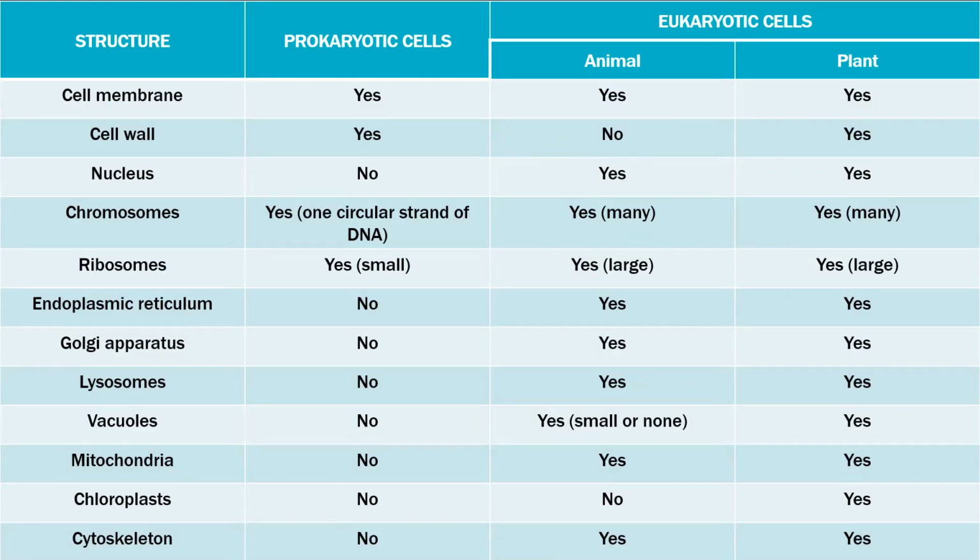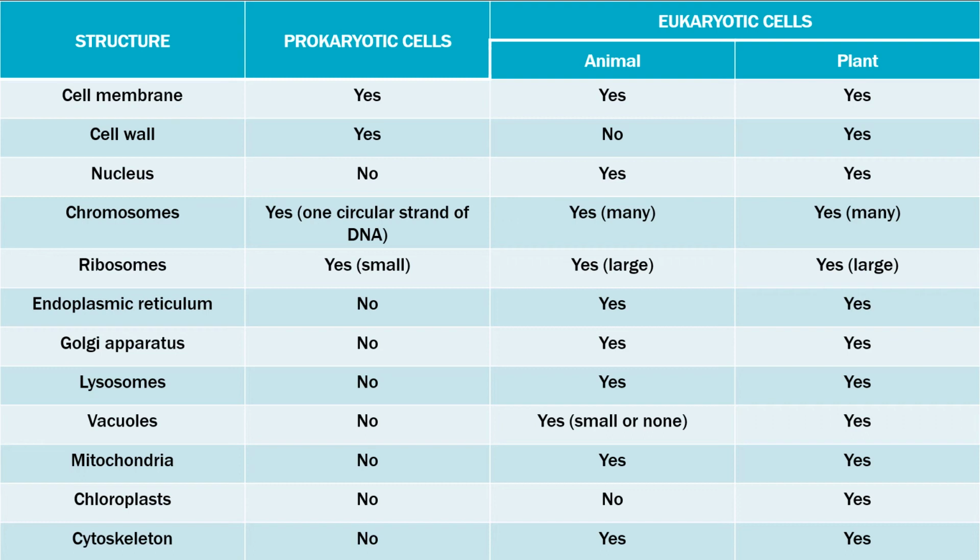Now the table that you see here is a table showing you the comparison between the prokaryotic cells and the eukaryotic cells, particularly animal and plant cells. Which of the organelles are present in eukaryotic cells and prokaryotic cells? Like for instance, we can say that all prokaryotic cells and all eukaryotic cells have cell membranes, whereas in terms of cell wall, although prokaryotic cells and eukaryotic cells both have cell walls, it's only plants and not animals that have cell walls.